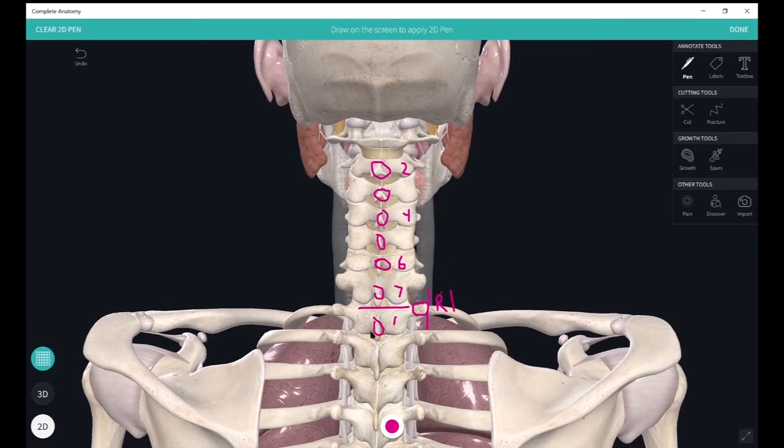If we've identified T1, we can look at the sternal notch anteriorly, and we know that is T2 as a reference spot.